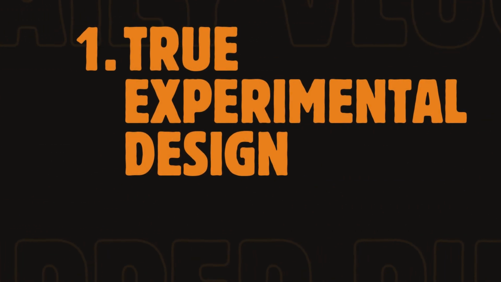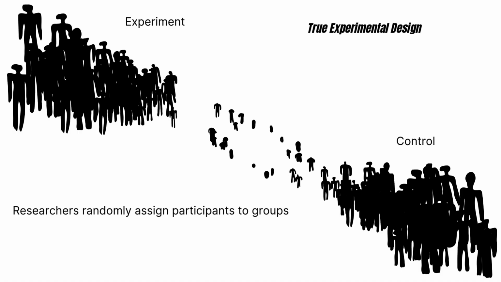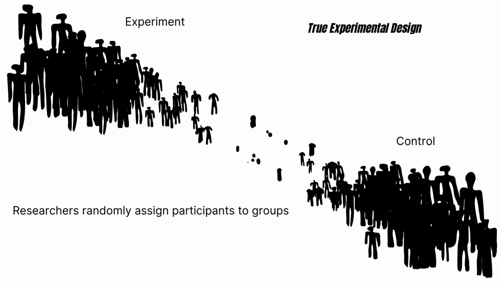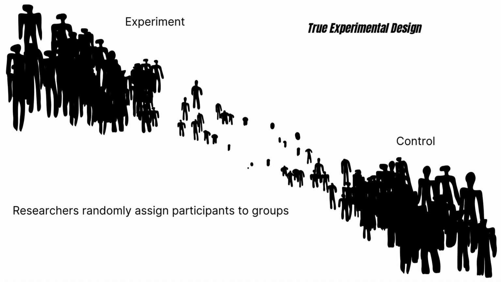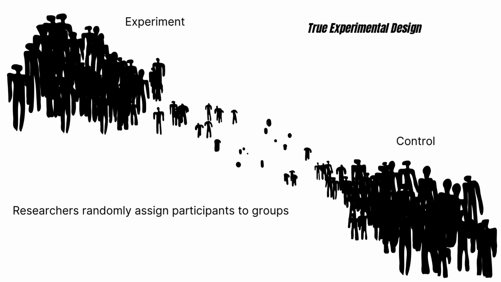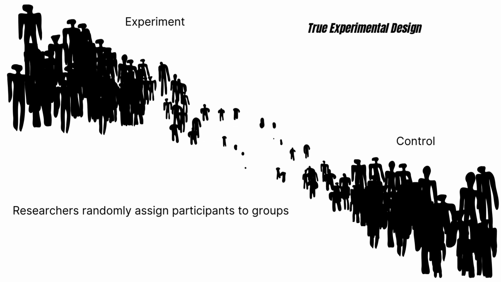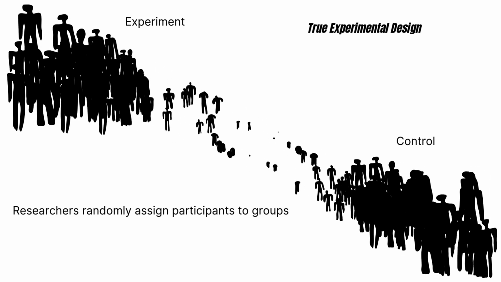Experimental design can be divided into two main types. First is true experimental design. In this approach, researchers randomly assign participants to groups, like an experimental group and a control group. This design allows for a high degree of control over outside factors, enabling researchers to establish causal relationships.